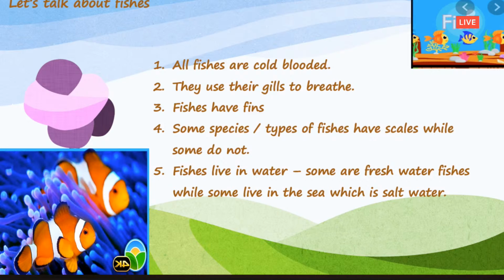They use their gills to breathe, so they won't have nostrils like us. Instead, they have what you call a gill. Fishes have fins. Some species or types of fishes have scales, while some do not. Can you remember which other class of vertebrate has scales? Yes, that's right. They're reptiles. Now, fishes live in water. Some are freshwater fishes, while some live in the sea, which is salt water.